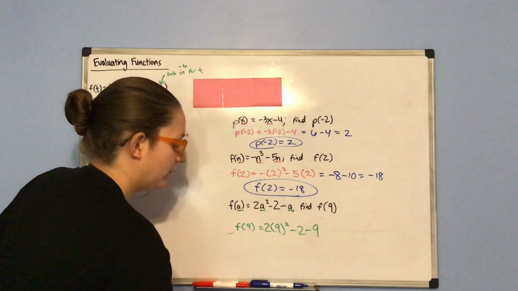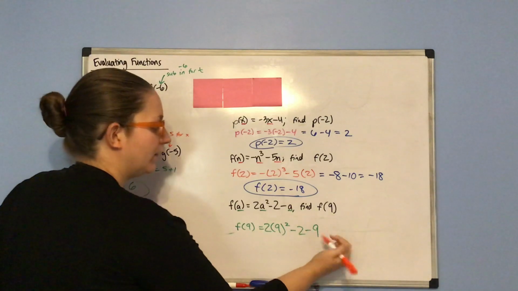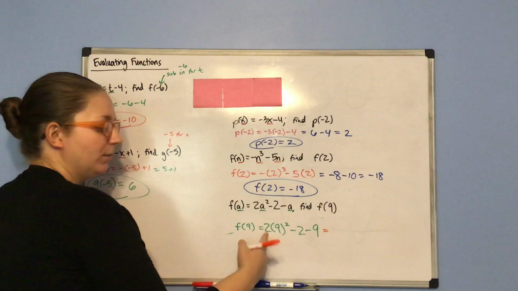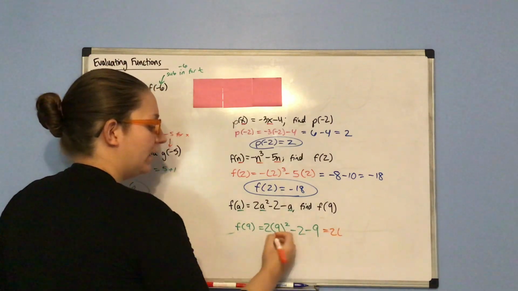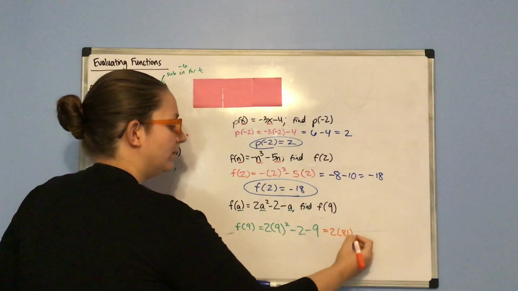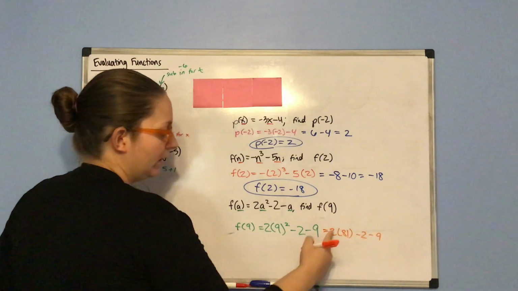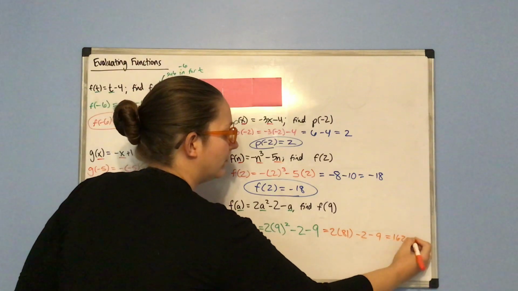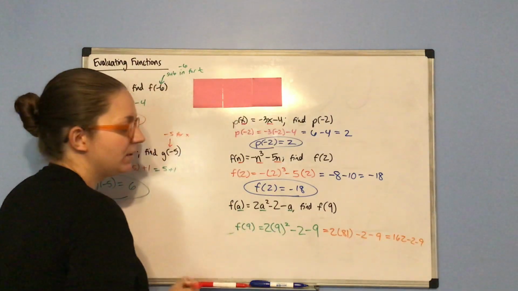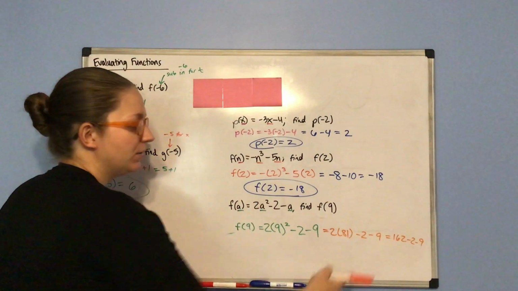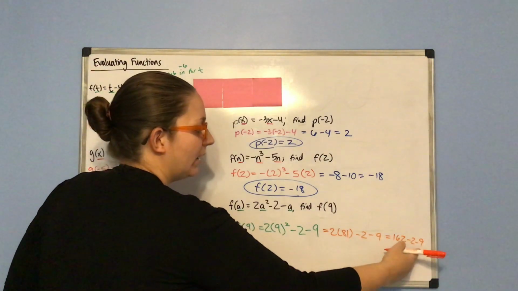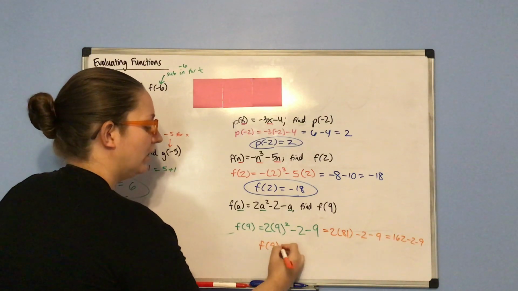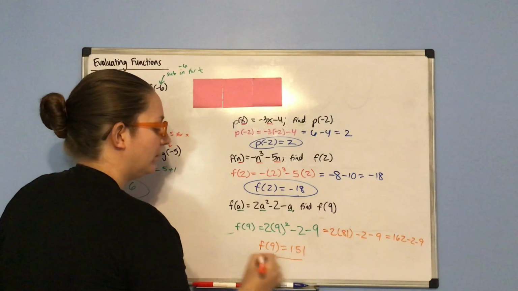Now let's simplify everything after the equal sign. Be careful with this part, make sure you do the exponent first, then you multiply by 2. So 9 times 9, or 9 squared, is 81. 2 times 81 is 162. And if I do all of my subtracting, 162 minus 2 is 160, minus 9 is 151. So final answer here is going to be f of 9 equals 151.